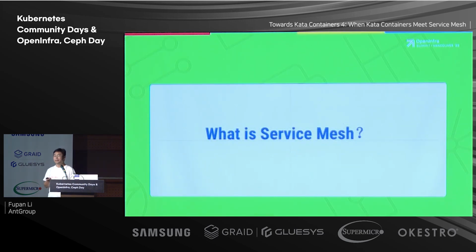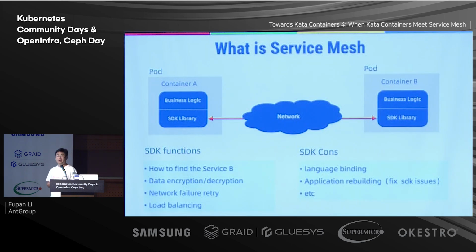Having talked about Kata Containers, let's talk about what service mesh is. Where do we use the service mesh? As we know, before the service mesh appeared, we wrote traditional applications. We had to deal with most of the network issues, such as how to find the service, how to retry a failed connection, and how to encrypt or decrypt some data. And those functions were always involved in the application code.